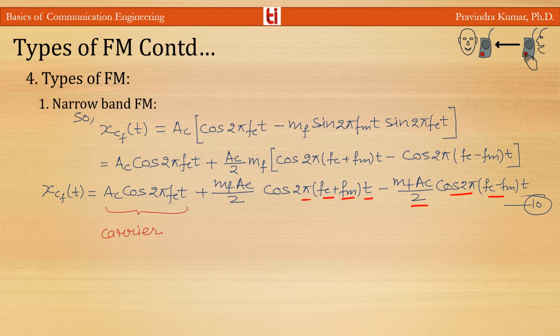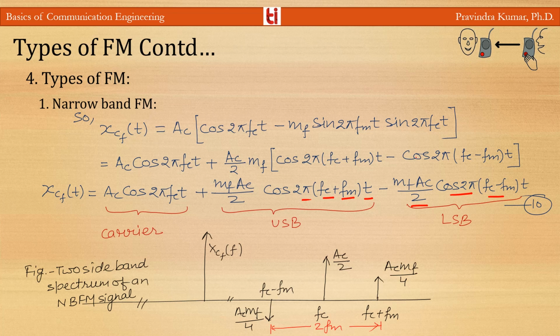And this first part is the carrier, this part is the upper sideband, and this is the lower sideband. Here the negative sign associated with the lower sideband represents a phase shift of 180 degrees. So in this spectrum we have shown that there is a 180 degree phase shift in the lower sideband. Upper sideband is at fc plus fm, and lower sideband is at fc minus fm.